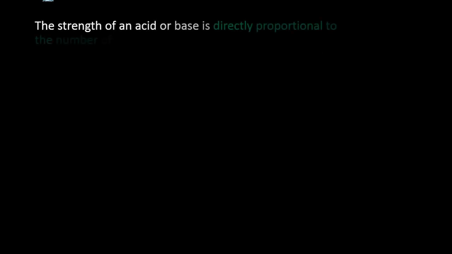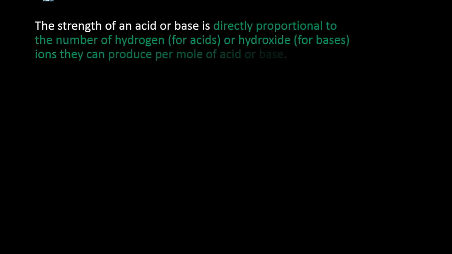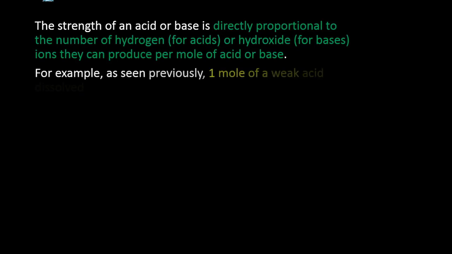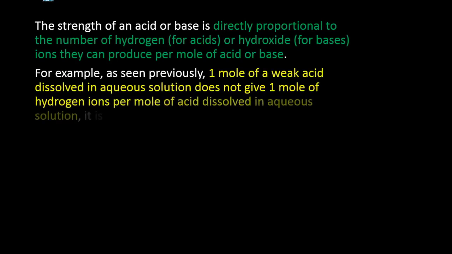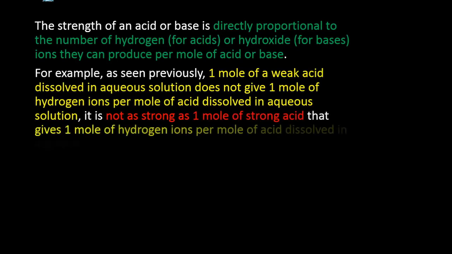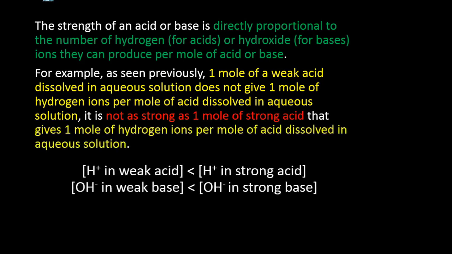The strength of an acid or base is directly proportional to the number of hydrogen ions for acids or hydroxide ions for bases they can produce per mole of acid or base. For example, as seen previously, 1 mole of a weak acid dissolved in aqueous solution does not give 1 mole of hydrogen ions per mole of acid dissolved. It is not as strong as 1 mole of strong acid that gives us 1 mole of hydrogen ions per mole of acid dissolved in aqueous solution.